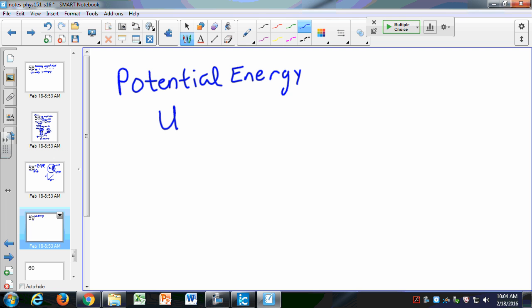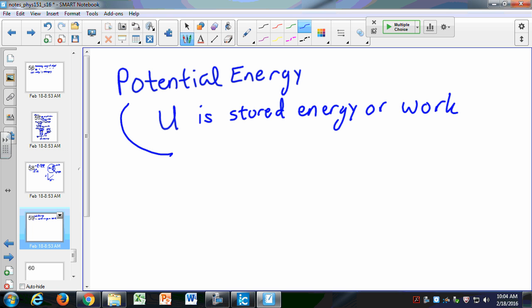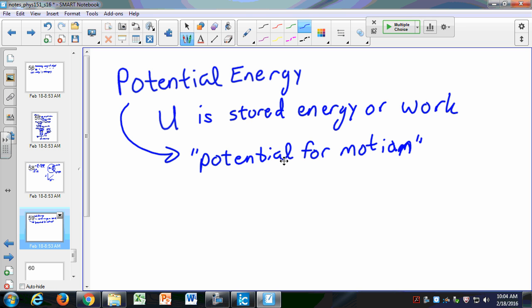We're going to call this U, and U is this potential energy. It is stored energy or work. A good way of thinking about potential energy is that it has potential for motion. So, if I have something and I hold it right here, it has the potential for motion. If I let it go, it'll move. So I talk about how it has potential energy.